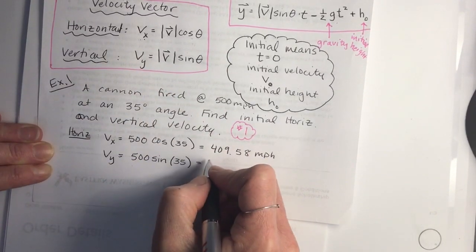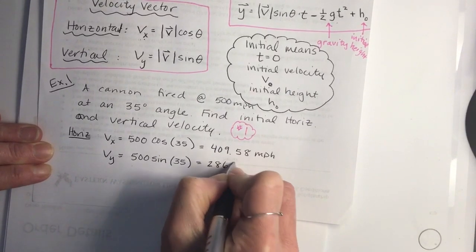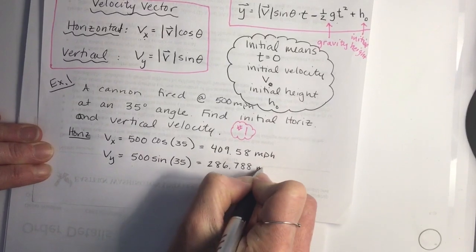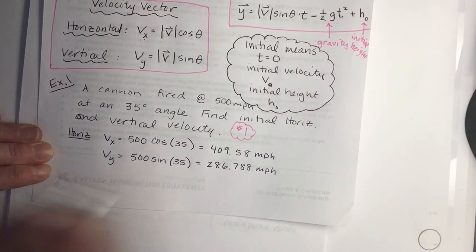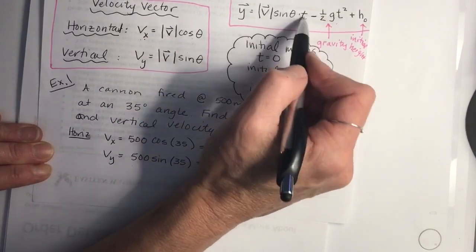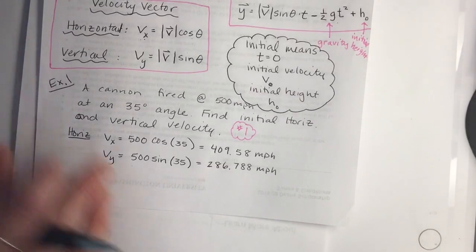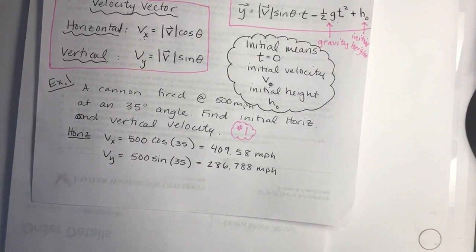And so our initial velocity, we plug that into our calculator, we get 286.788 miles per hour. Oh, and I was confused. This is a distance equation, right, guys? So yeah, time's going to be 0, so our distance is 0 anyway. So don't worry about me, I'm a little bit confused. Okay, let's do another example.